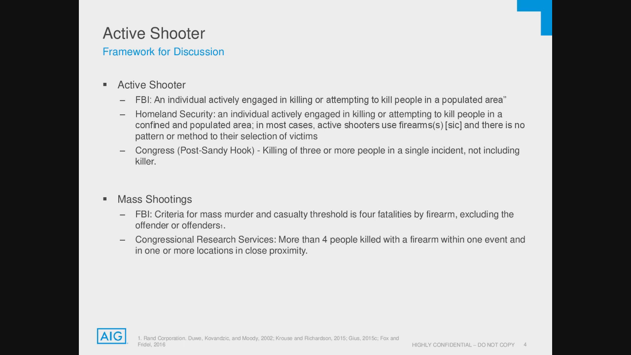Okay, active shooter: the FBI calls it an individual actively engaged in killing or attempting to kill people. Homeland Security is a little bit different. They describe it as actively engaged in killing or attempting to kill people in a confined populated space. And then mass shootings, which we just spoke about: the FBI has the criteria for mass murder and casualty thresholds as 4 fatalities by firearms, and Congressional Research Services has the same information.